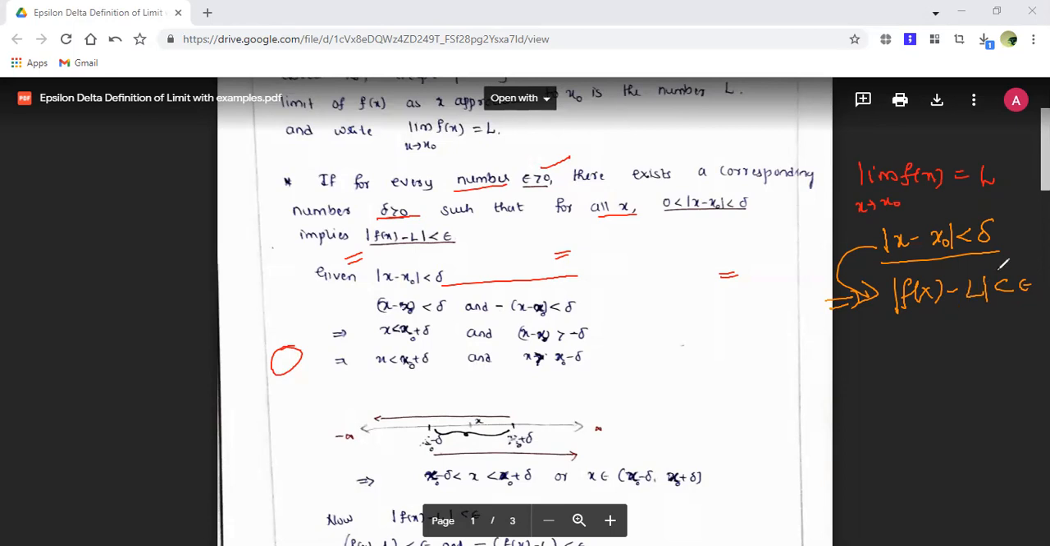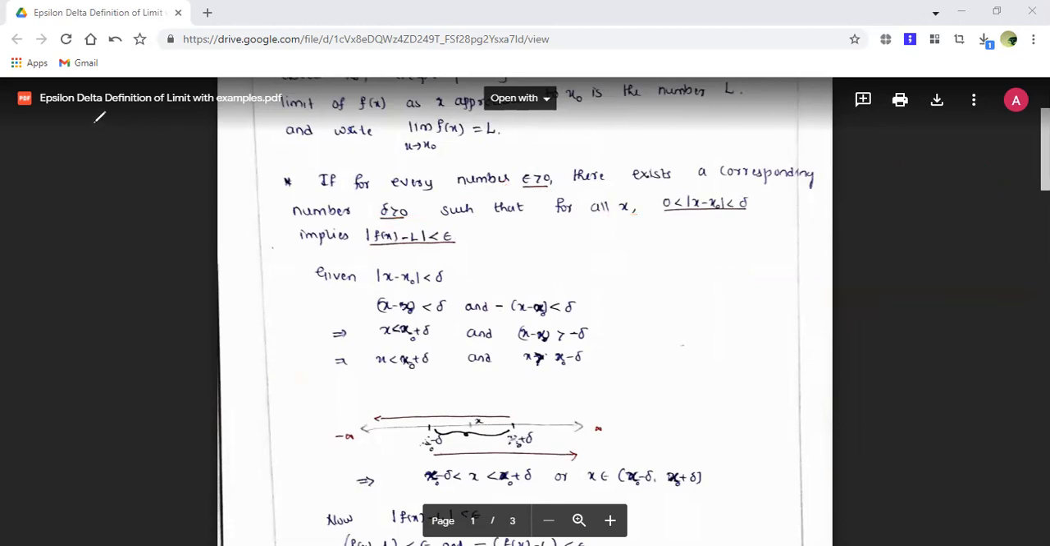What is important here is to know what modulus of x minus x naught less than delta means, and what modulus of f of x minus L less than epsilon means. If we understand that, we will understand the relationship between delta and epsilon. By looking at the definition, we can see there is some relationship between delta and epsilon. Maybe they depend on each other, or they're connected. Let's see in what way they're connected, if at all. We will understand this particular part in detail now.